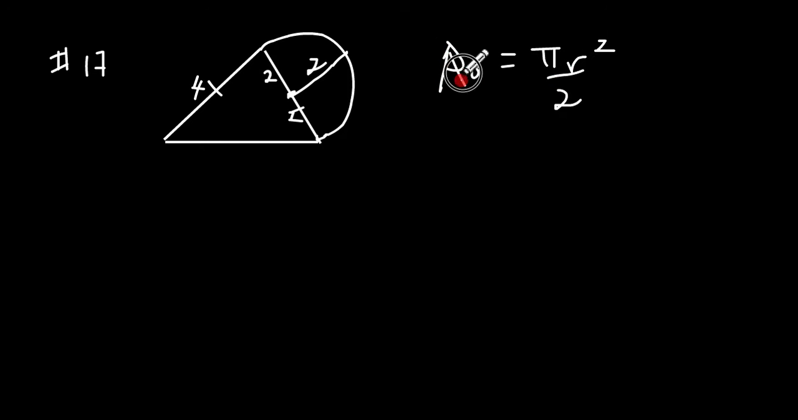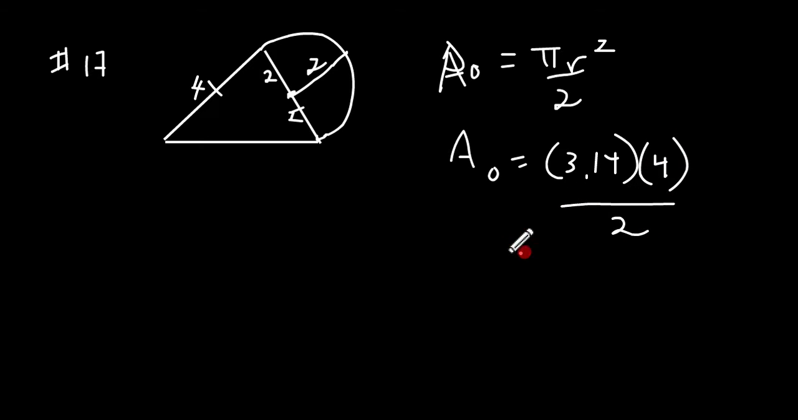The area of the circle equals 3.14 times 2 squared, which would be 4, over 2. I guess I'll just put it in my calculator. We can cross this out and get 2. So it's going to be 6.28. That's the area of the half circle. All right, got that. We don't need to put units in until the end.